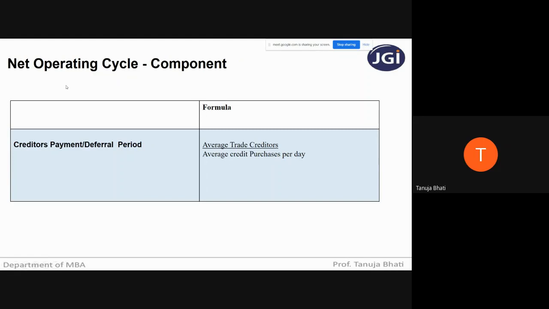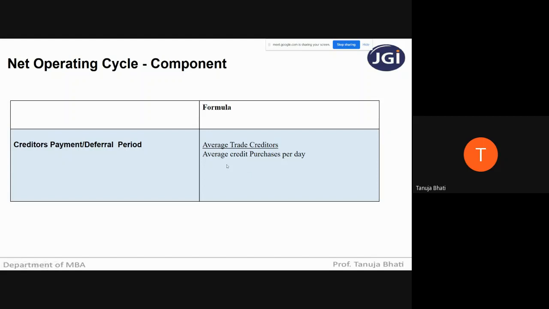Next, the net operating cycle. What you have to do is take the gross operating cycle, that is 13 days, minus the creditors conversion period, or creditors payment period. The creditors payment period is average creditors divided by average credit purchases. See, students, creditors come into picture only when you have made purchases on credit. Therefore, the formula is very simple: creditors divided by credit purchases.